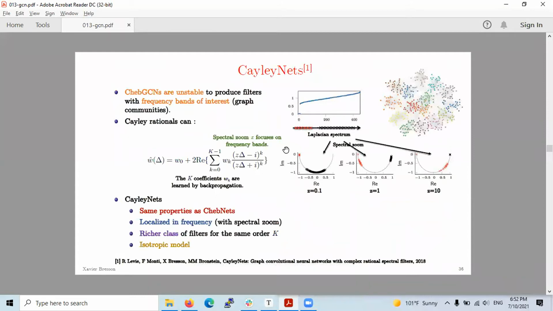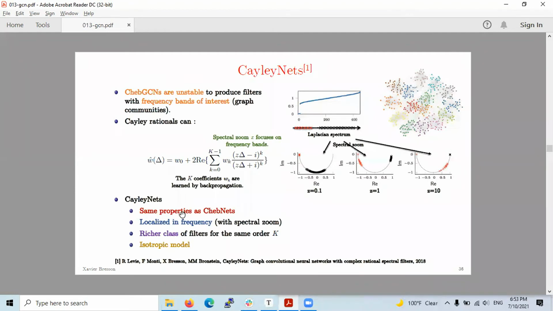And there is another one. All of these, starting from Lab GCNs, are variations of what sort of basis you choose. The first basis in Lab GCN that we have seen was a monomial. In ChebNet, it was a Chebyshev polynomial. Here it's a Cayley rational function. So it's kind of dealing with the stability and the learning process that we have in these networks.